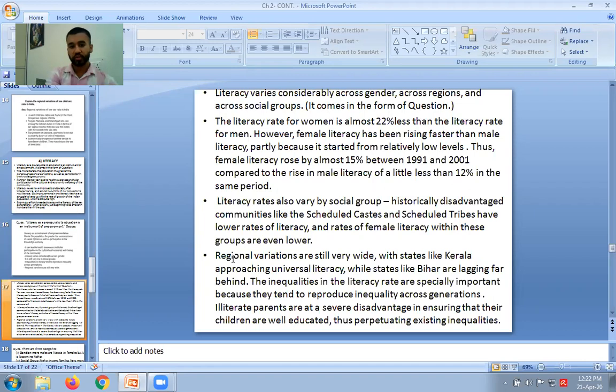Okay, so regional variations are still wide, with states like Kerala approaching universal literacy. So Kerala is approaching universal literacy. When I say universal literacy, then it means that almost everyone in the state of Kerala is literate.